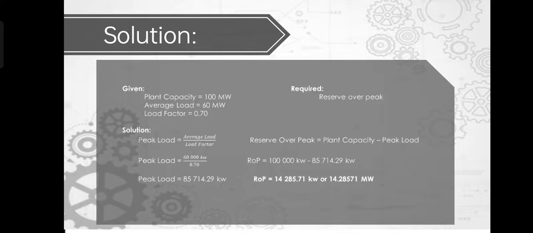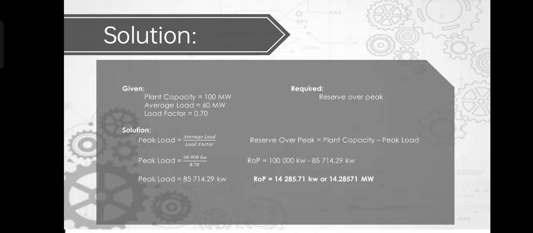So the solution for this: peak load is equal to average load over load factor. Peak load is equal to 60,000 kilowatt because we convert the average load of 60 megawatt to kilowatt. So the answer is 60,000 kilowatt over 0.70, which is the load factor. Peak load is equal to 85,714.29 kilowatt.